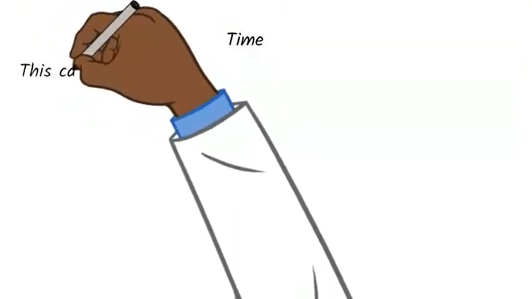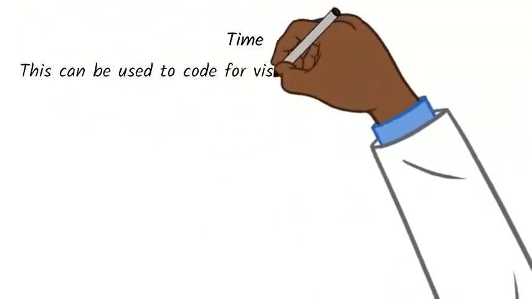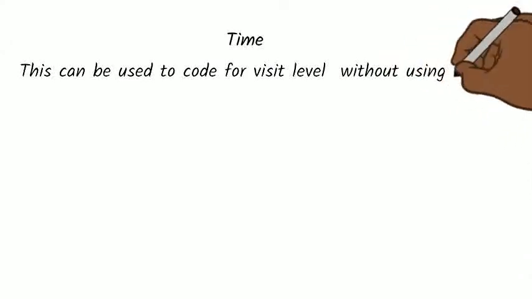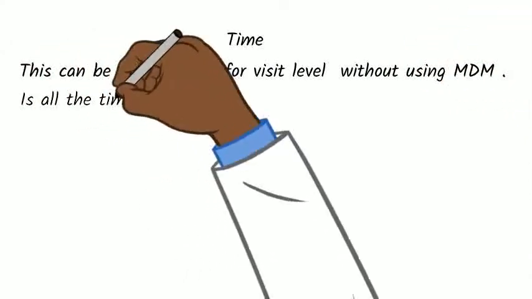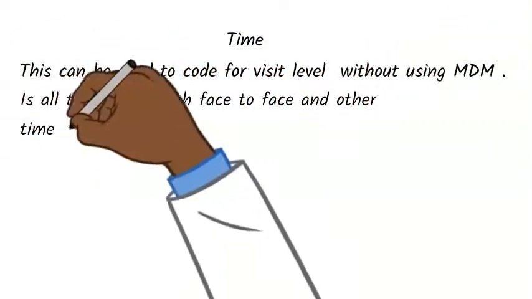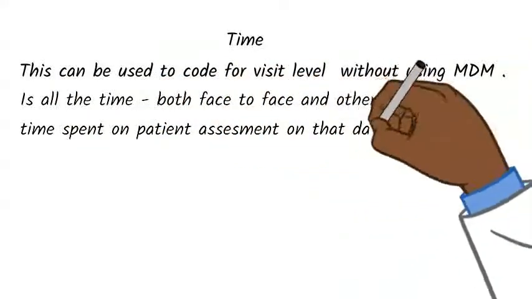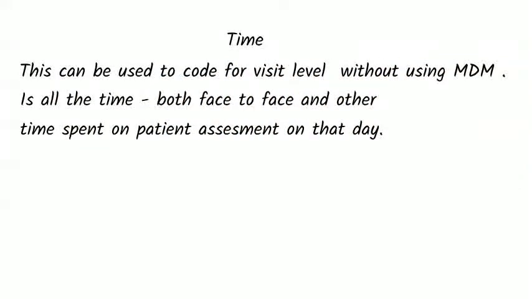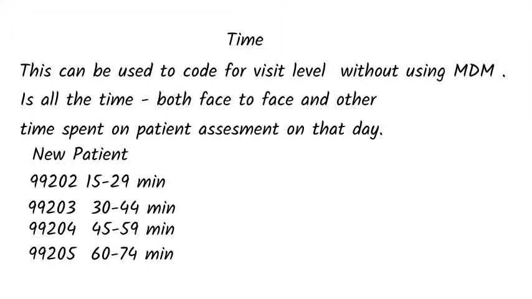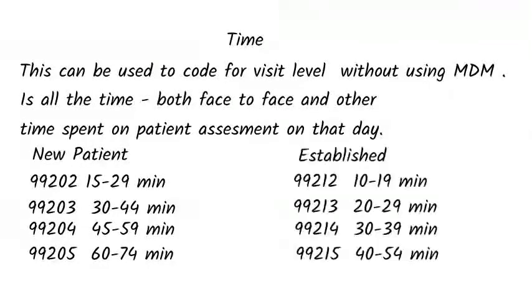Time can be used to code for visit level without using the MDM elements. This includes all the time both face-to-face and other time spent on patient assessment on that day. This may be review of old notes or labs before visit, time of patient encounter, time writing notes after visit, or calling for labs or other information. All this can be added up to get the total. The time durations are different for new or established patients.